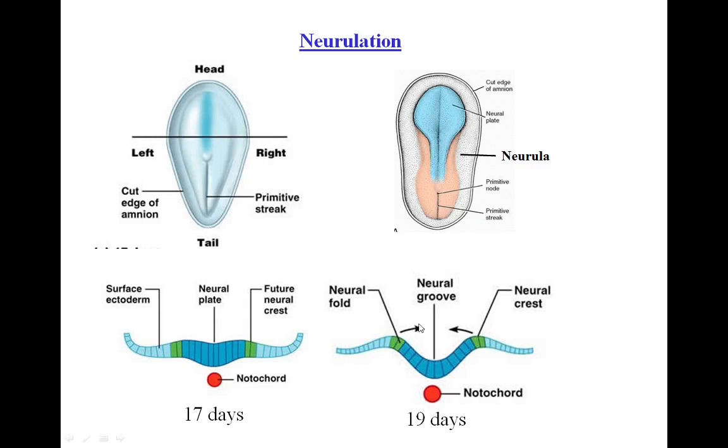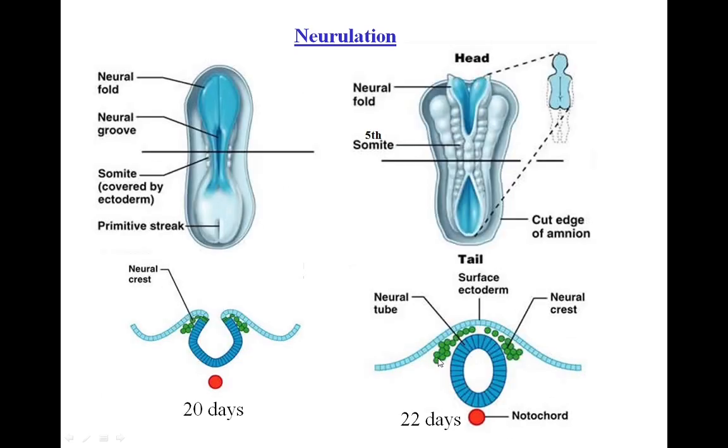And then these two neural folds come close together and form the neural tube. Now when the neural tube is formed, when they come close to each other and the surface ectoderm also comes close together, then these neural crest cells will be dissociated. They will be separated both from the surface ectoderm as well as from the neuroectoderm.